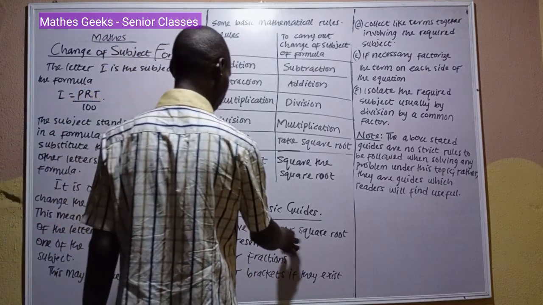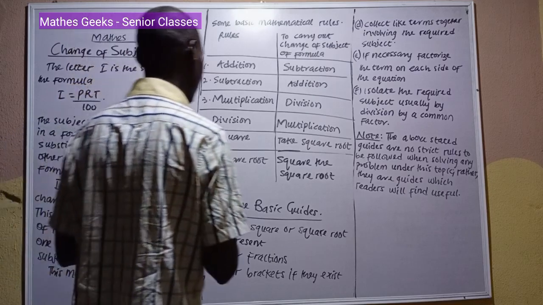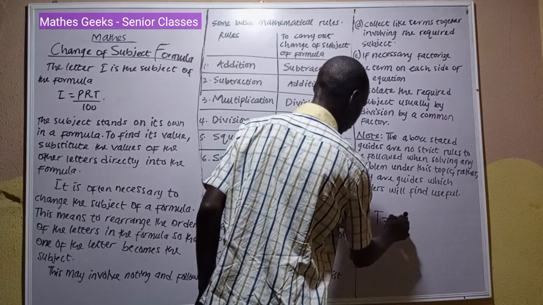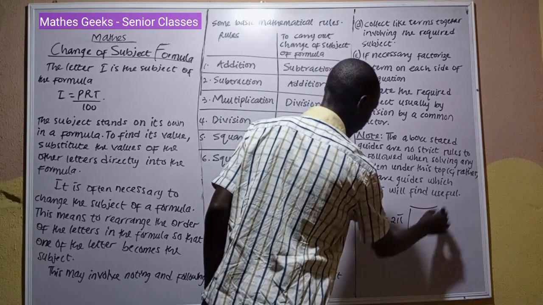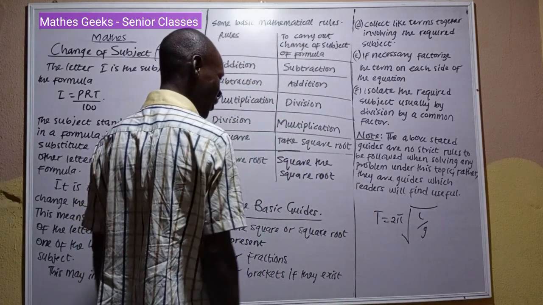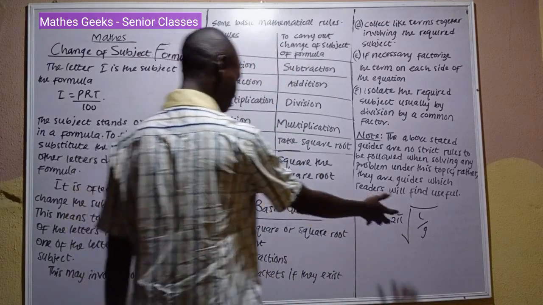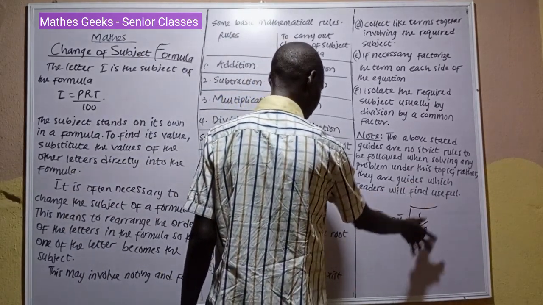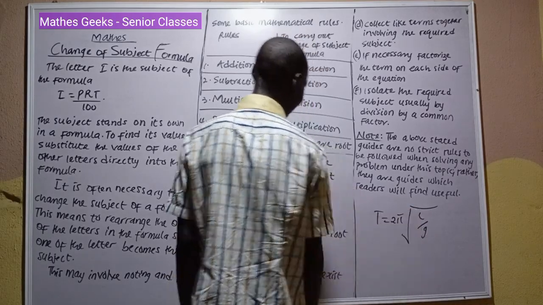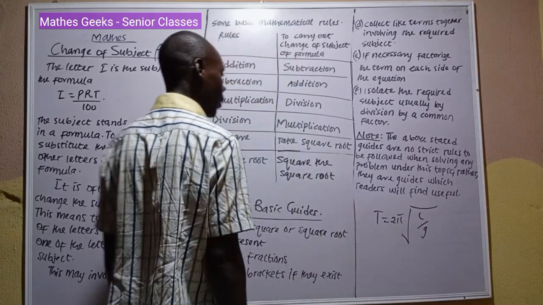A says remove square or square root if present. So in a situation where a particular equation has a square root, for instance the period of a simple pendulum, you have 2 pi square root of L over G. I think that formula is correct in science and physics. So assuming this is the period formula, you can see the square root sign over L over G. Let's say we want to make L the subject. In this case, the period, which is T, is the subject because it's standing on its own.